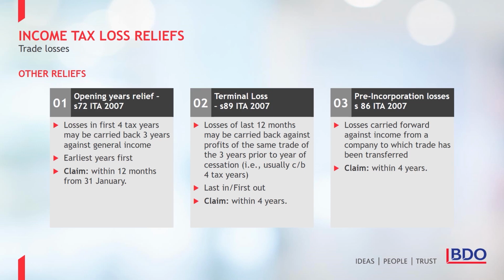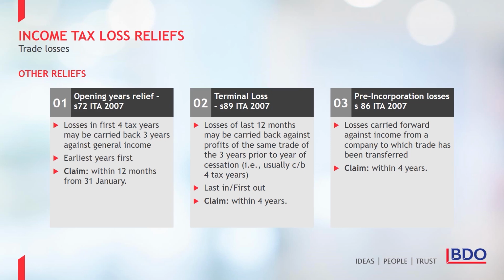Terminal loss claims can be made at any time in the 4 years after the end of the tax year in which the business ceases to trade. Thirdly, there is a very specific loss relief under Section 86 of the Income Tax Act 2007, which gives relief to unutilised losses of a sole trader or of a partner in a trading partnership at incorporation of the business.